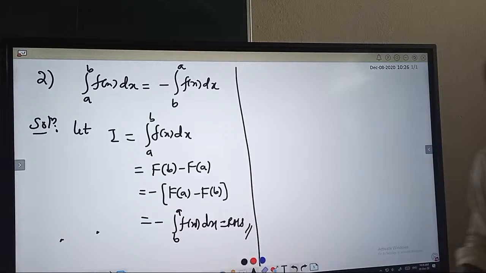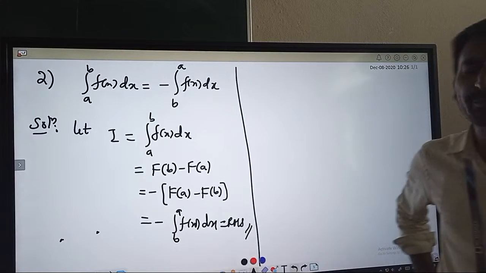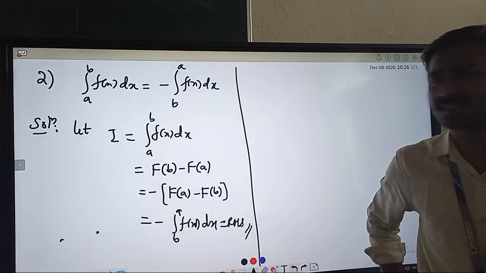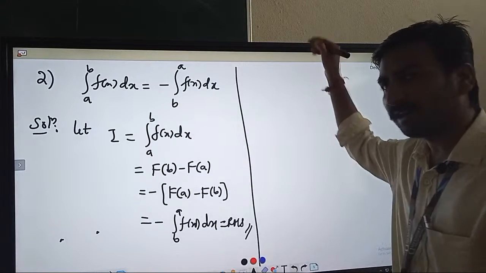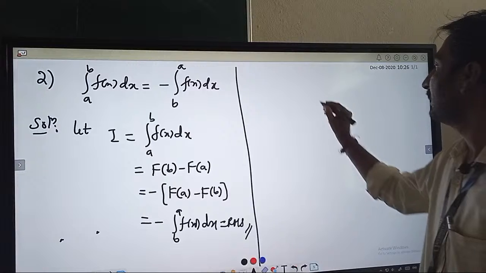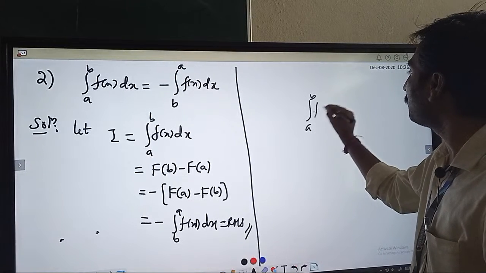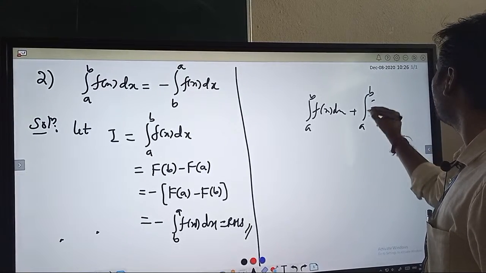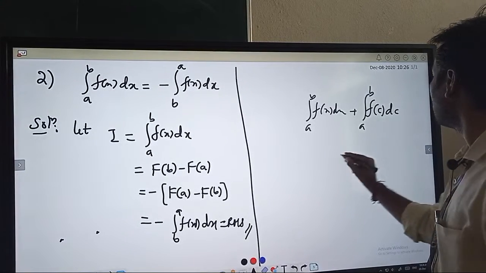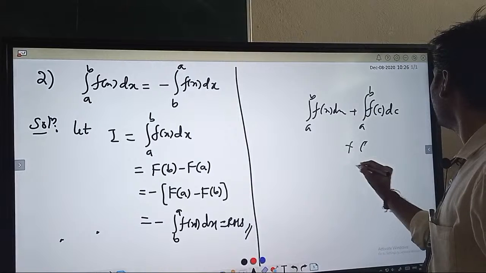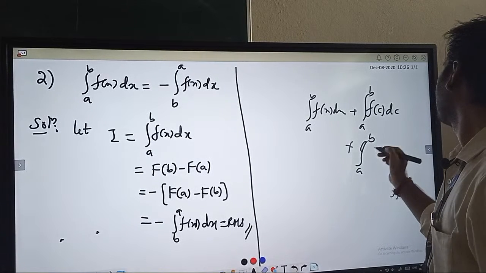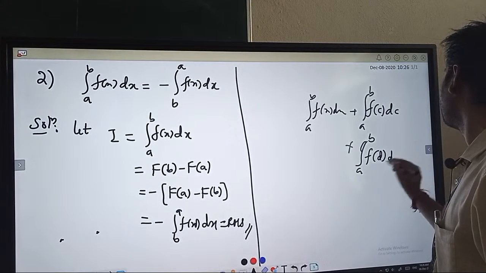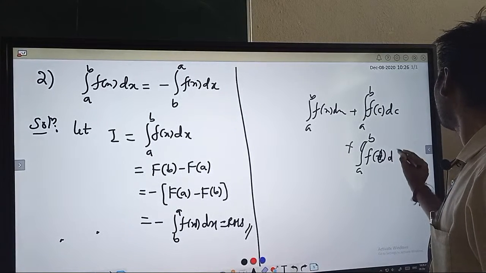What you have to remember in the first property that we studied, that was very dummy. Sir, what is the use of that, sir? See here, suppose you are doing so many big calculations. In that, one is like this: a to b f of x dx plus another one is a to b f of c dc. One more is integration from a to b f of t dt.